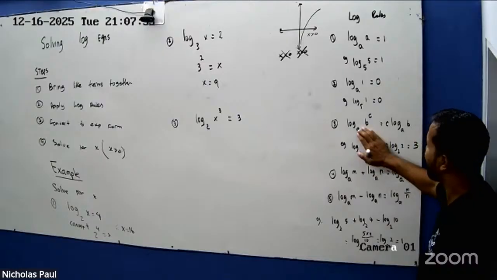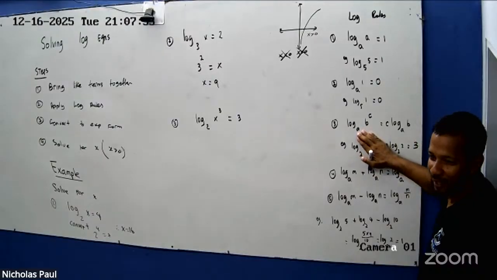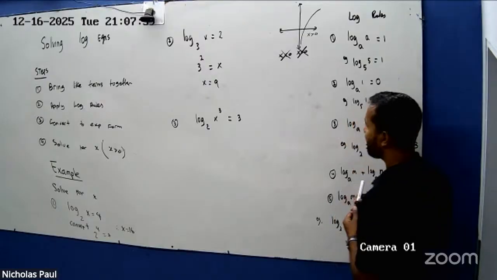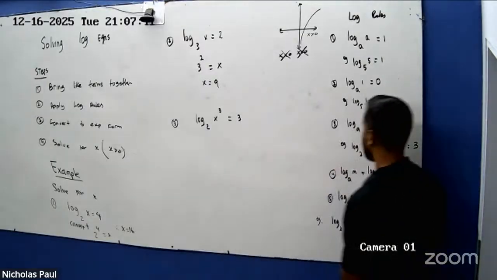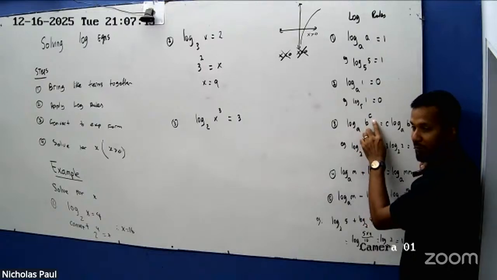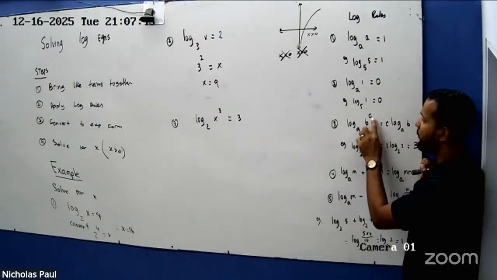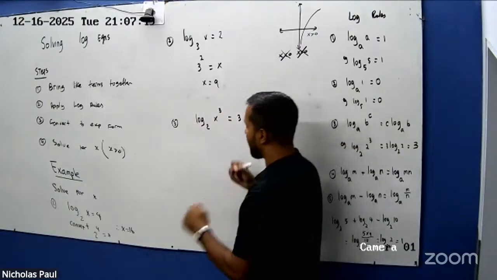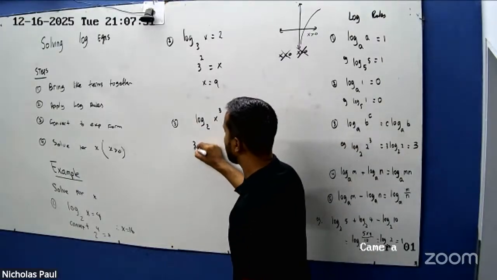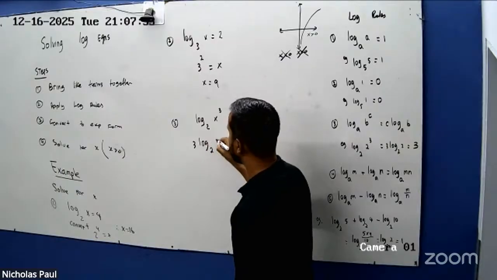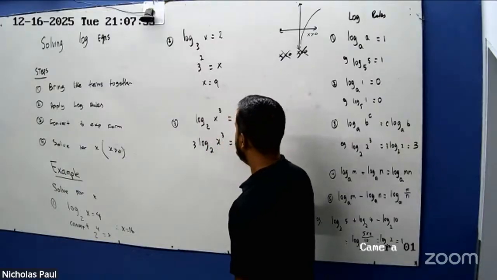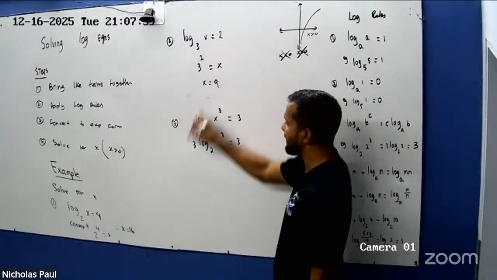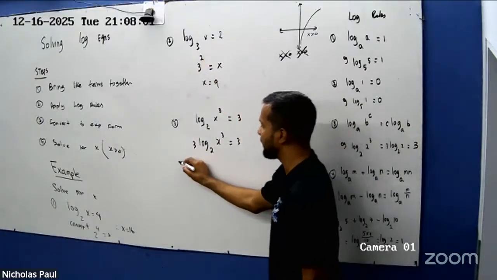All right, let's figure it out. What we're supposed to do is apply this rule first. So we can take the 3 and bring it in front. So we're writing 3 log to the base 2 of x is equal to 3. And then to make it look like this, we can divide both sides by 3.